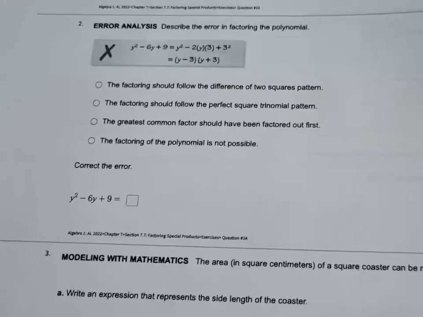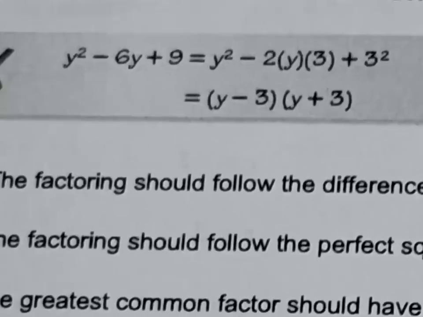Okay, number 2. Here, the pattern for y squared minus 6y plus 9 is the other special product that we learned yesterday. If you look, y squared is a perfect square, and 9 is a perfect square. And then to check if this is a perfect square trinomial, you see if the middle term is 2 times y times 3.